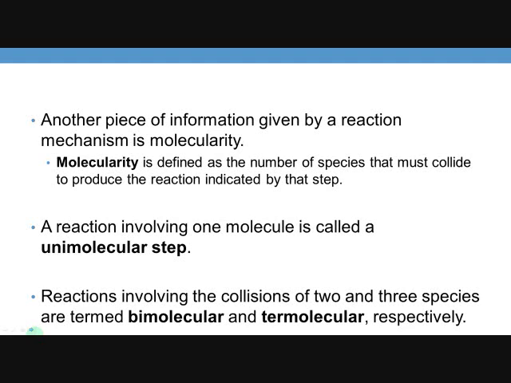Another piece of information given by a reaction mechanism is its molecularity, which is defined as the number of species that must collide to produce the reaction indicated by that step. So if a reaction involves one molecule, it is called unimolecular. If it includes 2 or 3 species, then it's bimolecular for 2 or termolecular for 3.